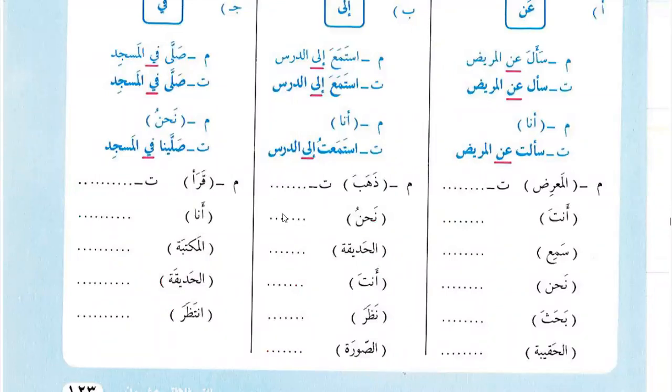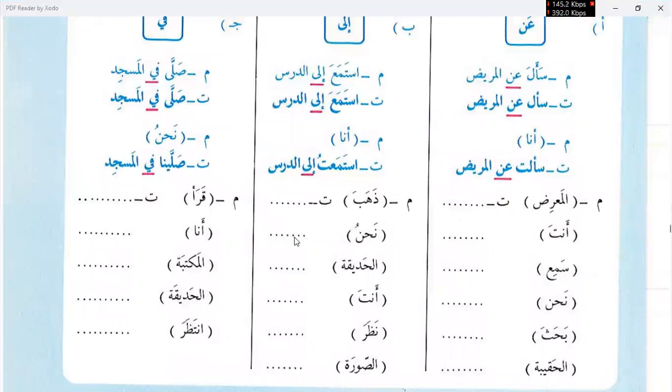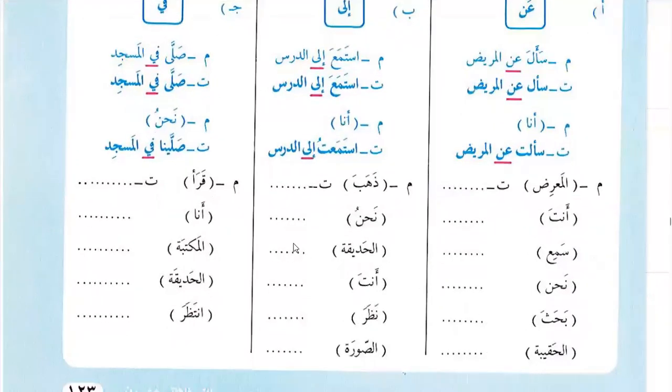Next. We went to the lesson. Mr. Jibreel, we went. Nahnu? Yes. Nahnu zahabna ila al-dars. Nahnu zahabna ila al-dars. We went to the garden. Nahnu zahabna ila al-hadika. You went to the garden.